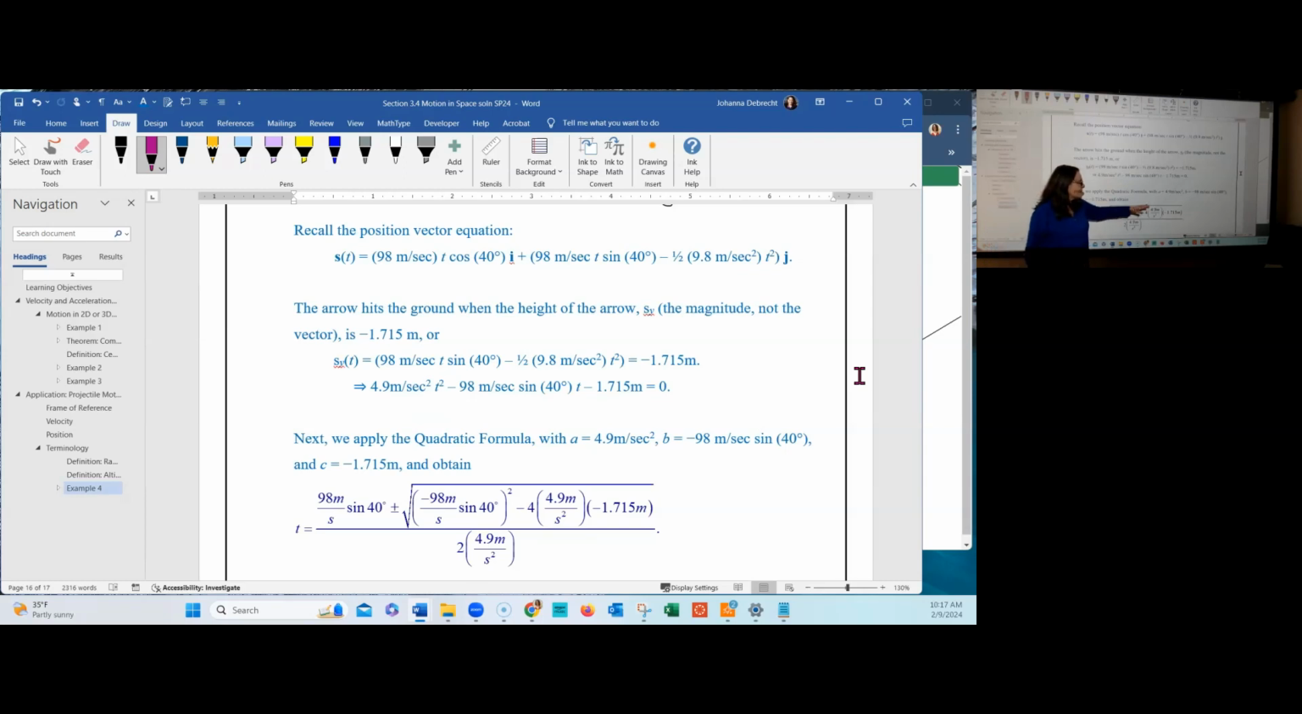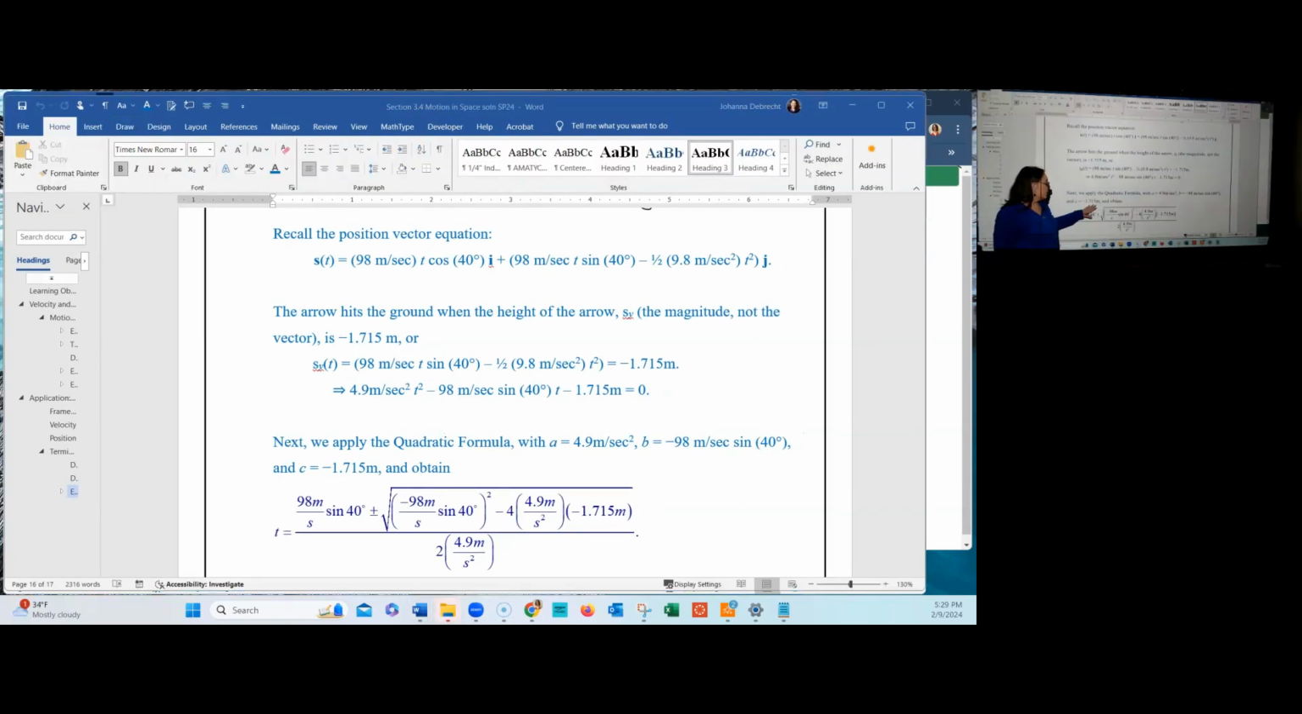So your A is 4.9 meters per second squared, B is negative 98 meters per second times sine of 40 degrees, and C is negative 1.715 meters. Again, that's the distance between what we used as the horizontal plane down to the ground. And notice that I did move a couple of the terms to the right side of the equation so that my A had a positive coefficient, which is why it stayed negative 1.715 meters. Now, it's a pretty nasty quadratic formula. I will not lie to you, it's pretty nasty.